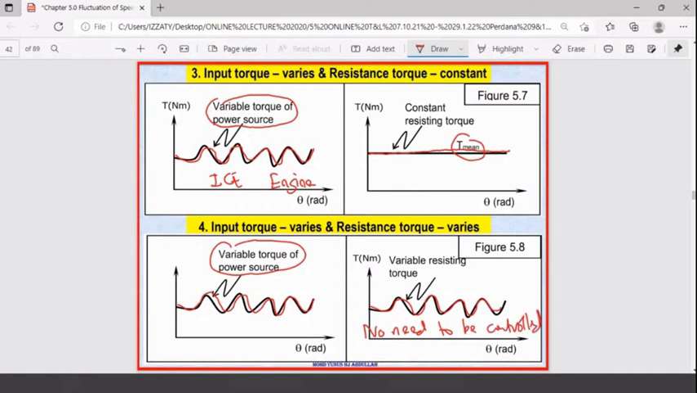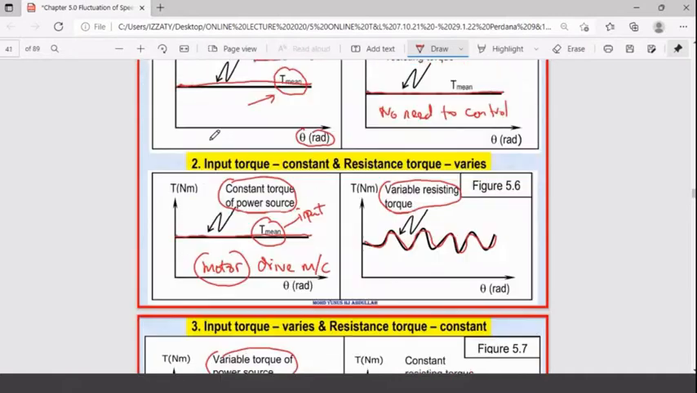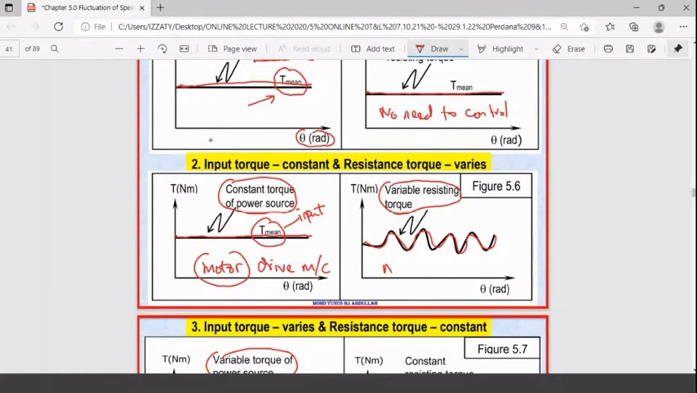Okay, so out of the four categories of cases in flywheel, or perhaps in the fluctuation of speed and energy, this one needs to be controlled. This one also, same thing, needs to be controlled.